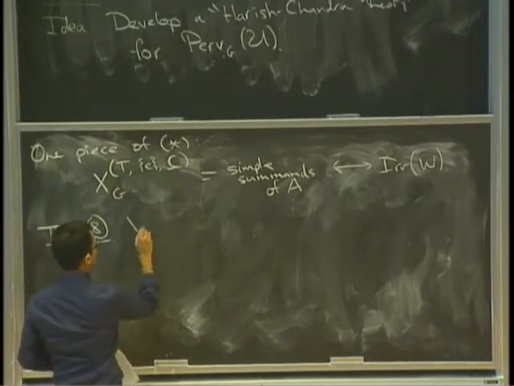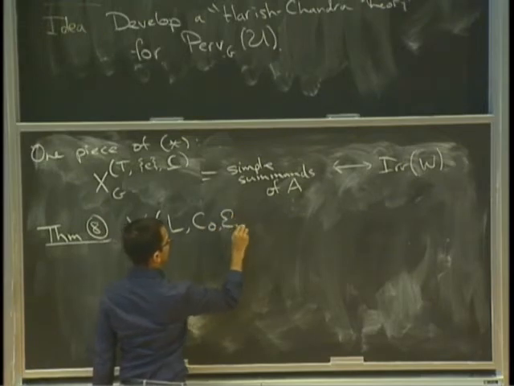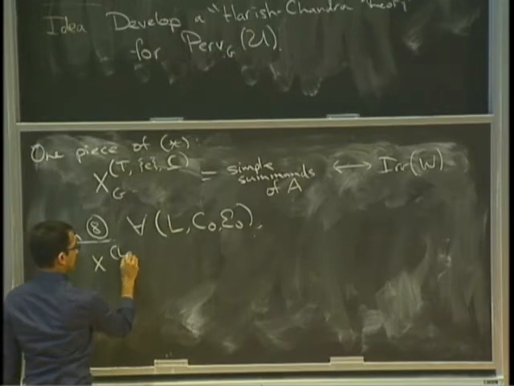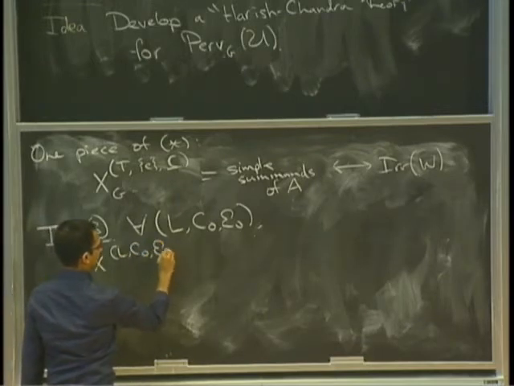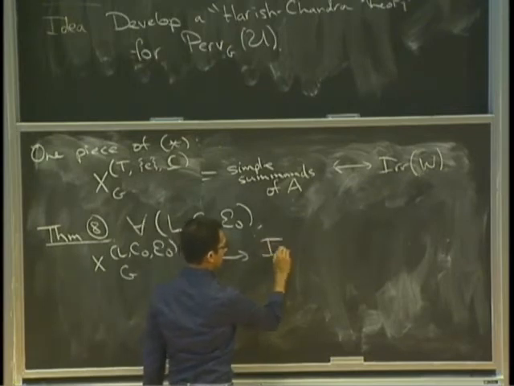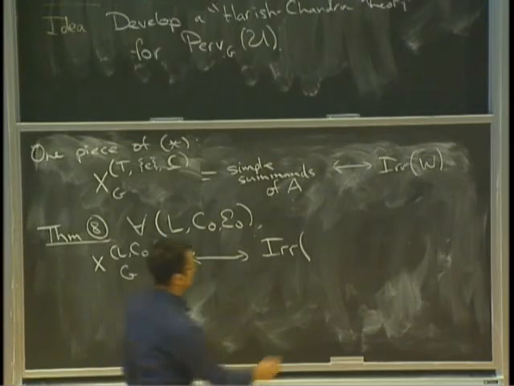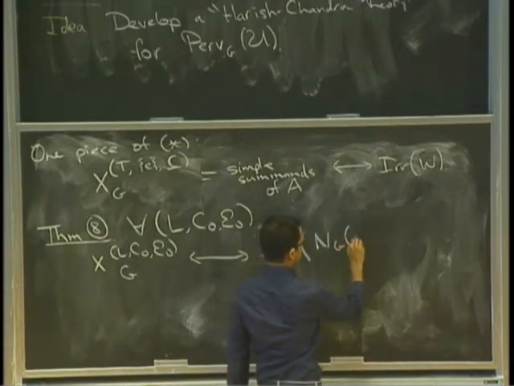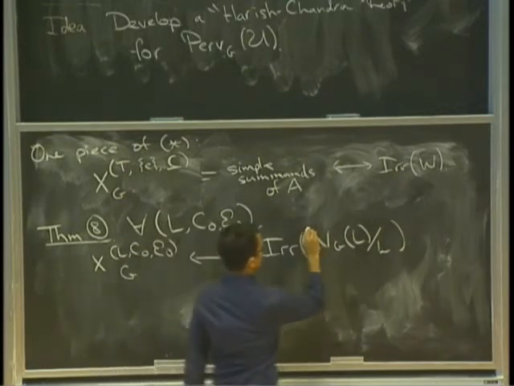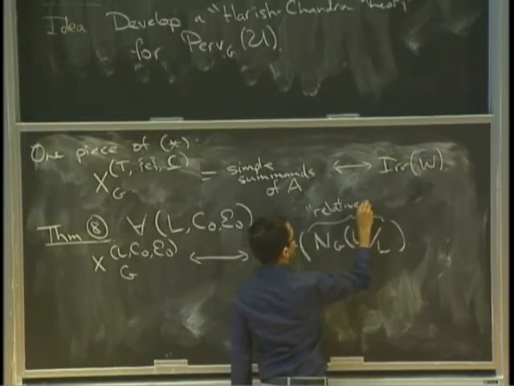Okay, so theorem 8 says that for every one of these triples, the induction series is naturally in bijection with irreducible representations of something that looks just like a Weyl group. It's the normalizer of the Levi that you induced from mod that Levi. So this kind of thing, sometimes it's called a relative Weyl group.